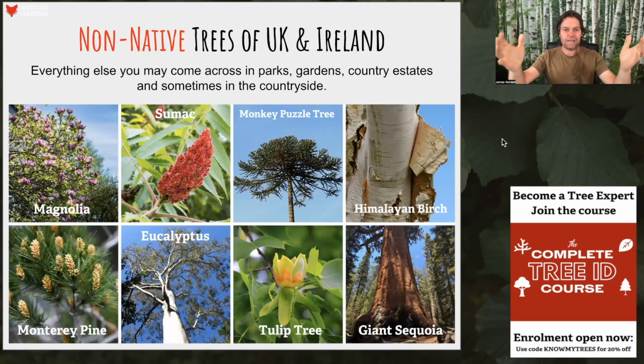Then the last classification is non-native trees. Basically, non-native is everything else you might come across, which is a massive list, far too big to post here. Anything you could come across, particularly in parks, gardens, country estates, where there's formal planting. I've included some examples there of anything which could be classed as non-native. They are not going to be included tonight. We're not going to talk about those because that is a can of worms. Let's concentrate on the ones that we mostly see out and about in the countryside, folks.